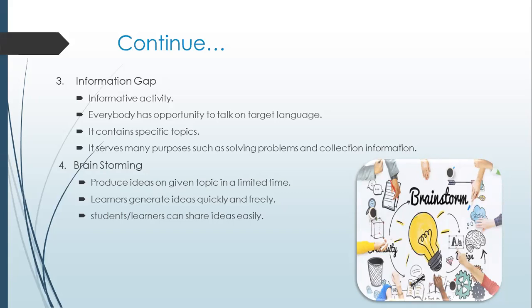Fourth one is brainstorming. What is brainstorming? Brainstorming is the process in which a teacher gives you a topic on the spot and gives you a limited time to think and to define this topic. You produce ideas on the topic in a limited time, in which the teacher gives you a limited time and a topic to think about.